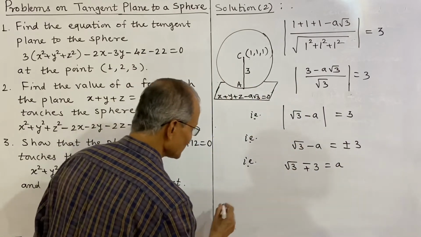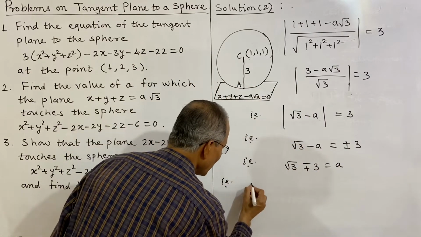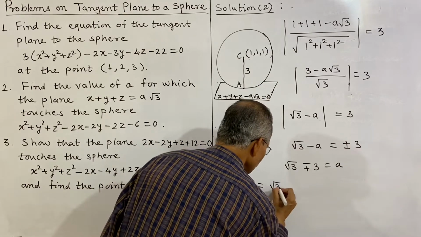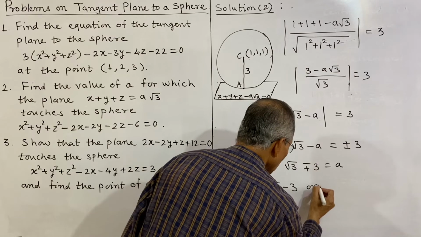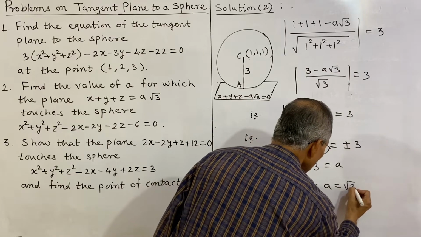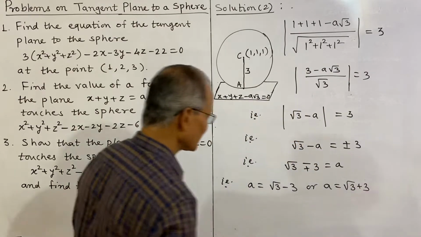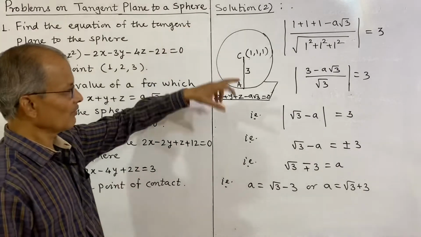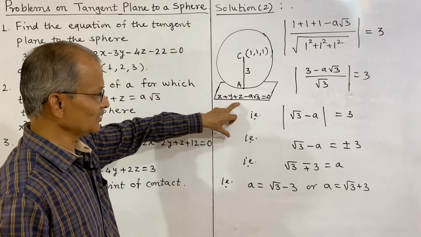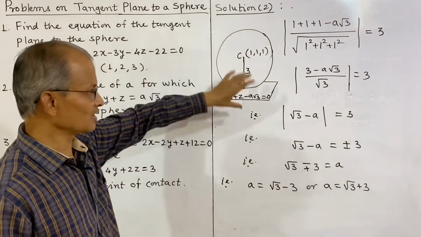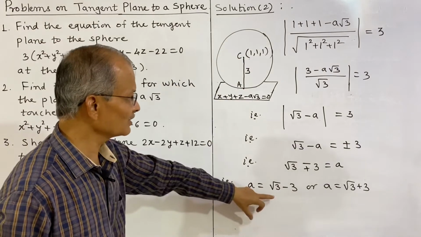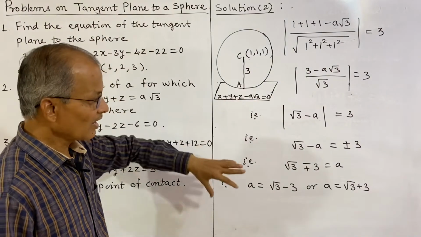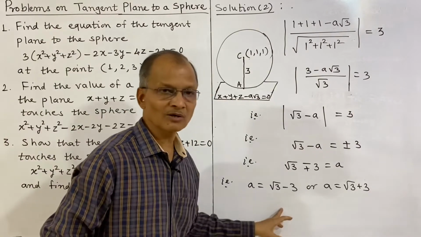Or now changing the sign sides, that is a is equal to root 3 minus 3, or a is equal to root 3 plus 3. So these are the two values of a so that this plane will be tangent to the given sphere. If you put the value of a as root 3 minus 3, then the equation of the tangent plane is obtained. Now why are there two values?